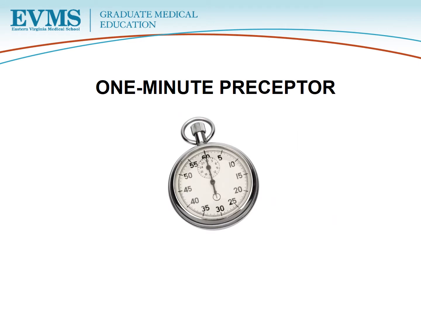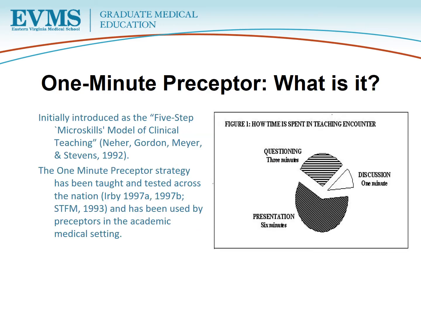This module will introduce you to a popular teaching technique called the 1-minute preceptor. Prior to the 1-minute preceptor model, research indicated that the typical clinical encounter between a resident and preceptor was about 10 minutes in duration. 6 minutes was spent with the resident presenting the case, 3 minutes were used for questioning, and 1 minute was allocated for discussion.